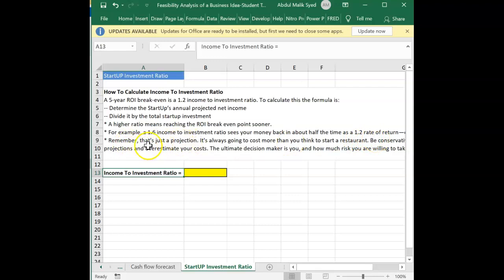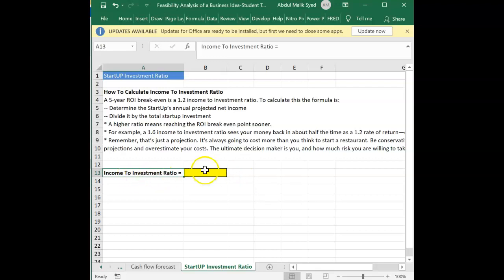So remember, that's just a projection. It's always going to cost more than you think to start a cafe or restaurant business. So be conservative in the projections, and then you have to overestimate your costs. The ultimate decision maker is you and how much risk you are willing to take.